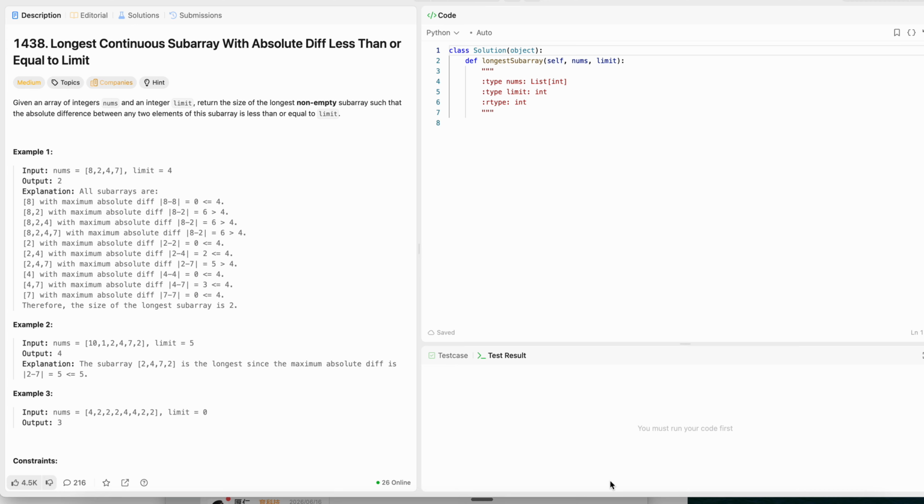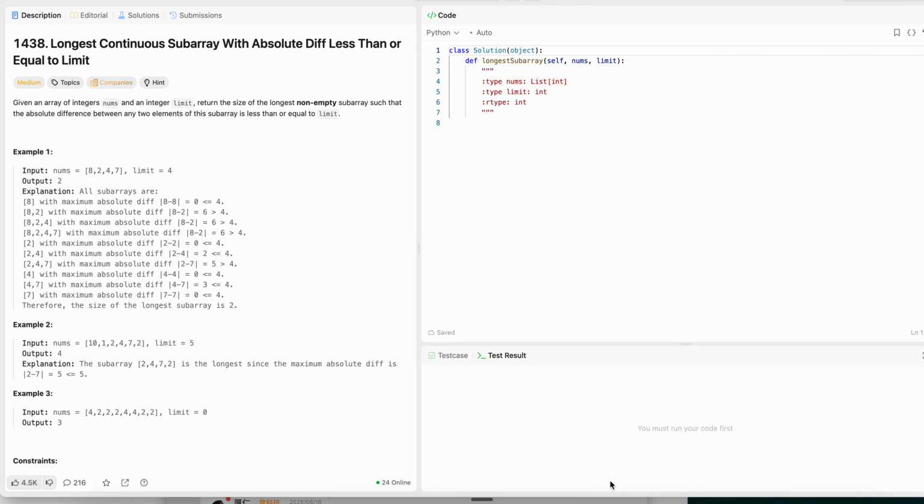Okay, this looks like a familiar problem though. The longest contiguous subarray with absolute diff less than or equal to limit. Given an array of integers nums and an integer limit, return the size of the longest non-empty subarray such that the absolute difference between any two elements of this subarray is less than or equal to the limit.